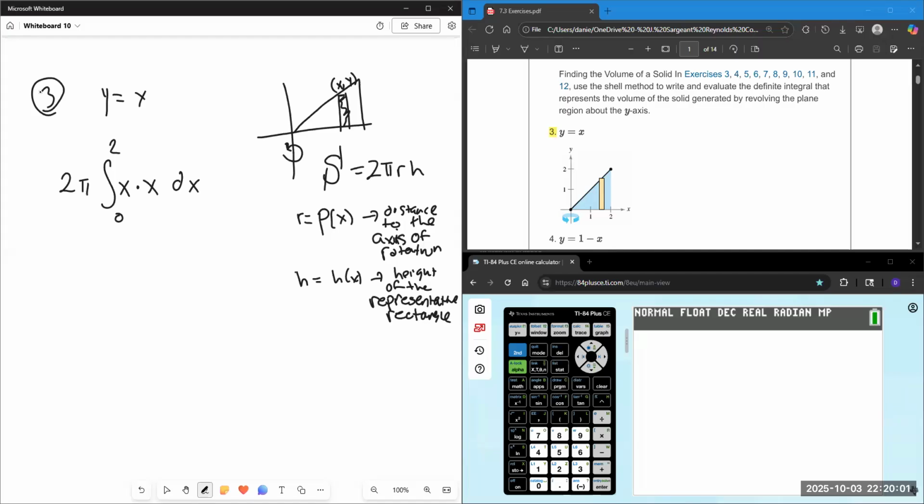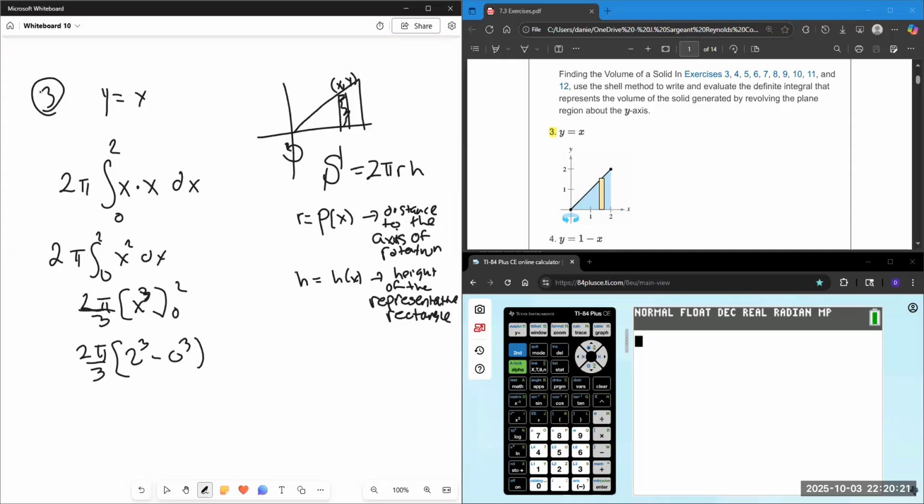Okay, so this one is 2 pi, 0 to 2, x squared dx, 2 pi x cubed over 3, 0 to 2, 2 pi over 3, and this is 2 cubed minus 0 cubed. 2 cubed is 8, 2 pi over 3 times 8, 16 pi over 3, and we're talking about volume, so it's cubic units.